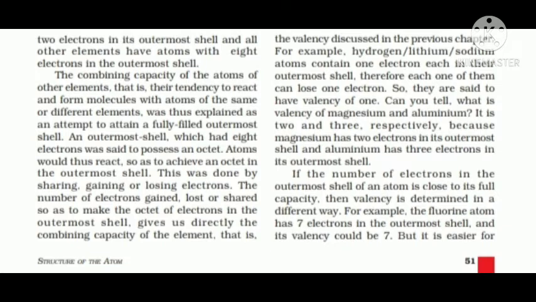Of these inert elements, except helium, all the other inert gases have 8 electrons in the outermost shell. The helium atom has 2 electrons in its outermost shell. The combining capacity of the atoms of other elements, that is, their tendency to react and form molecules with atoms of the same or different elements. For example, a hydrogen atom combines with another hydrogen atom to give a hydrogen molecule. Here, they share 1 electron each.